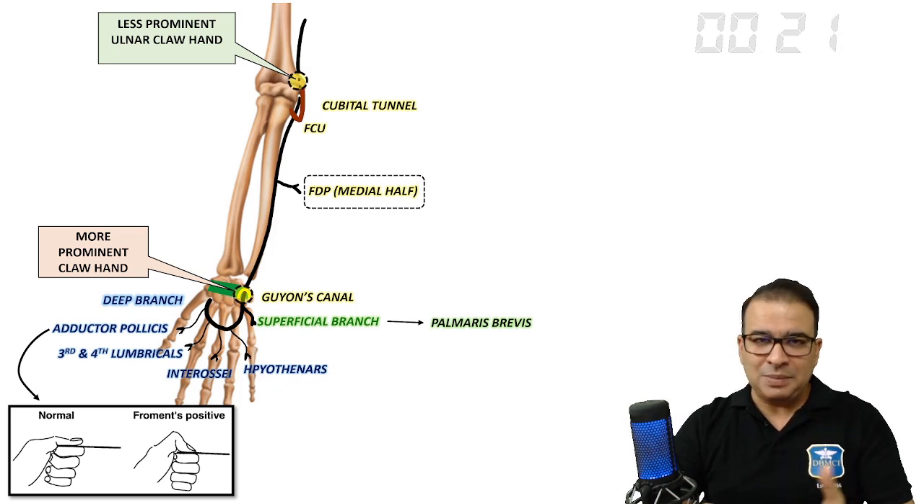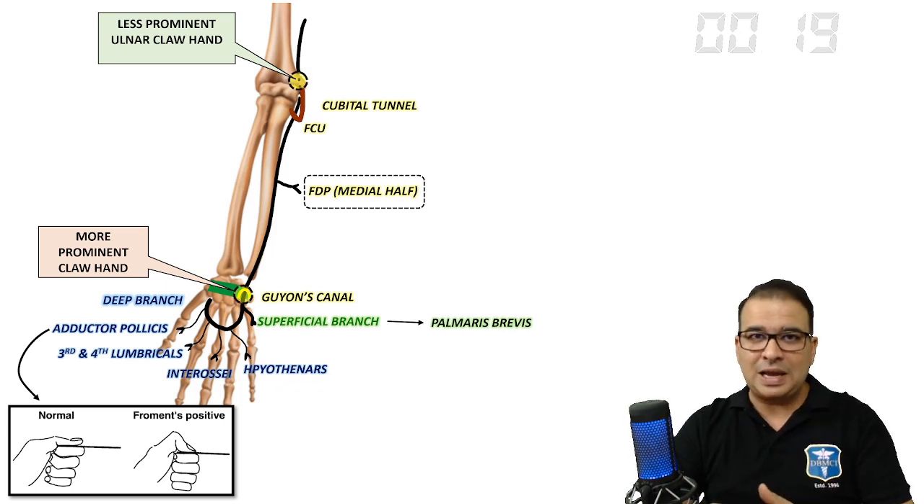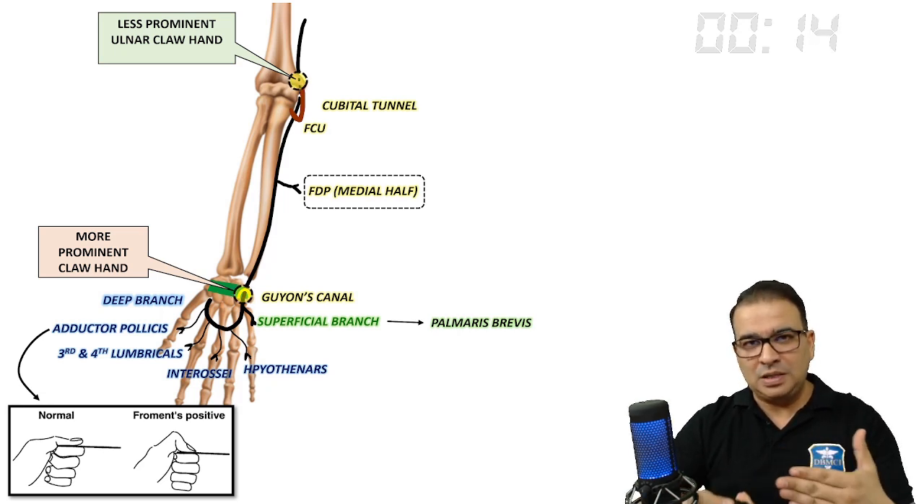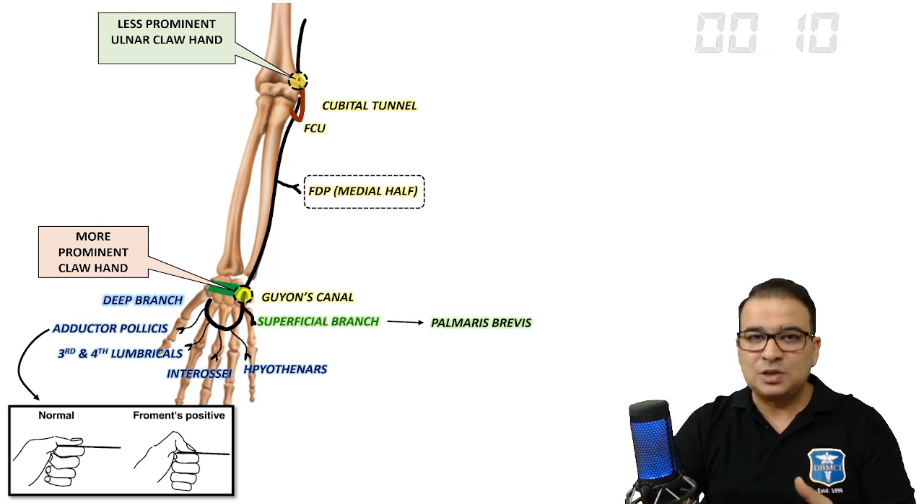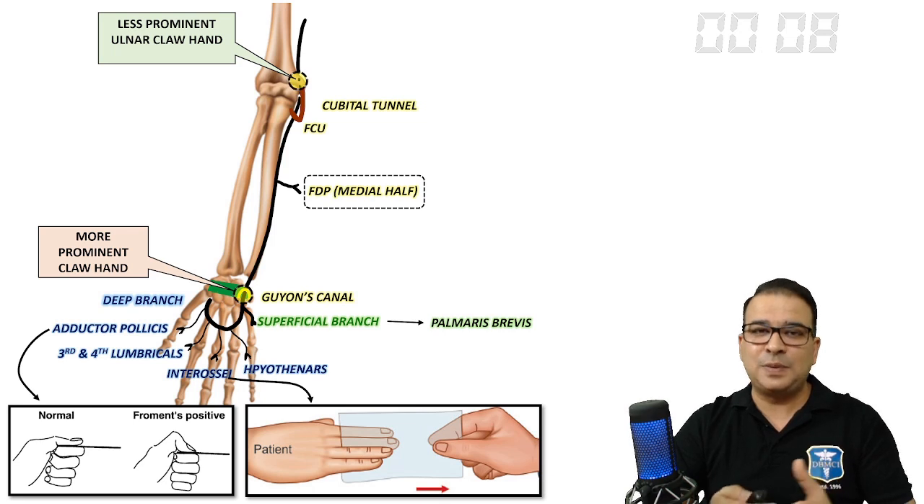Also, the interossei muscles can be tested, especially the palmar interossei, by asking the patient to hold a piece of paper in between the fingers and not allowing it to be released, and that test is called the card test. The card test is specifically done for the palmar interossei, which are responsible for adduction between the fingers.